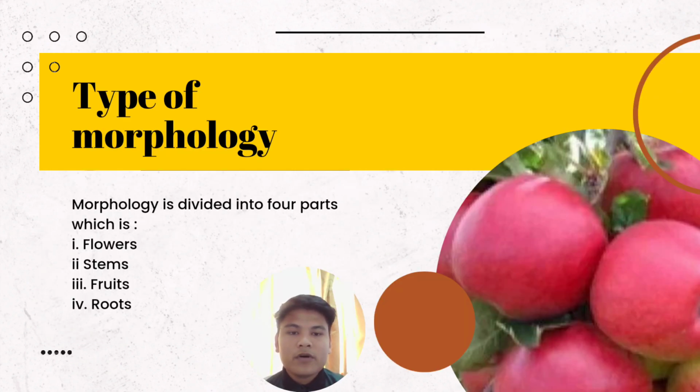There are four types of morphology. Morphology is divided into four parts, which are flowers, stem, fruits, and roots.